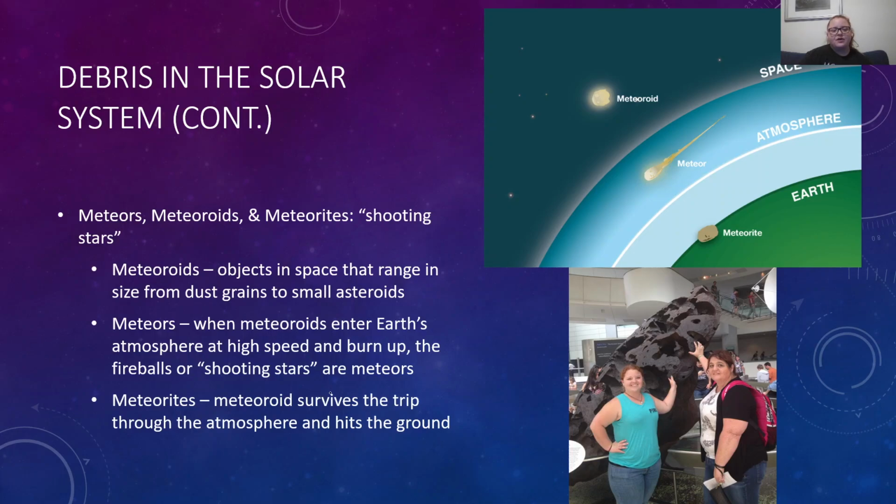Then we have meteorites, which is a meteoroid that survived the trip from space through the atmosphere down to Earth and hit the ground. So meteorites is what we see on the surface, on Earth's surface. And I just wanted to show you guys how large these can be.